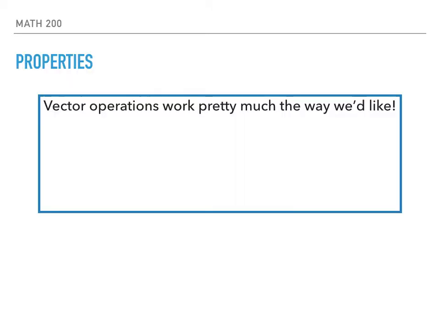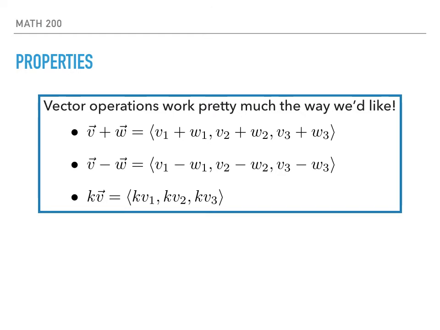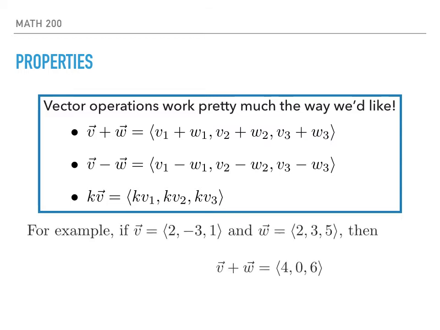Conveniently, pretty much all the vector operations work the way that we would like them to. So to add vectors, you add the components. To subtract vectors, you subtract the components. To multiply a vector by a scalar, you multiply all the components by the scalar. Here's an example. If you have <2, -3, 1> and <2, 3, 5>, that's what v plus w gives you. Okay, so I just did 2 plus 2, minus 3 plus 3, 1 plus 5. Pretty straightforward.